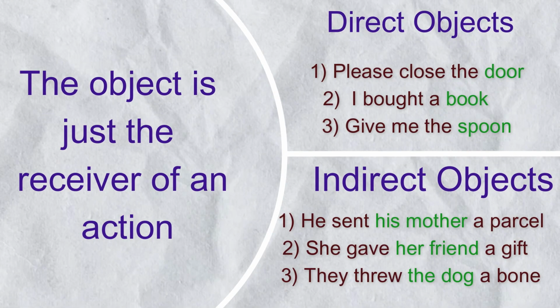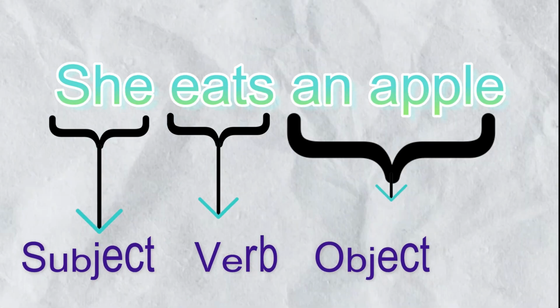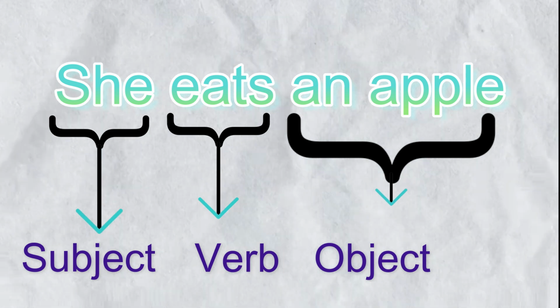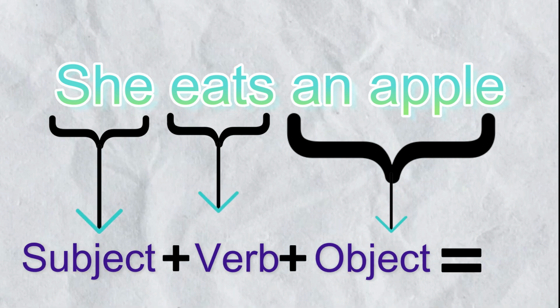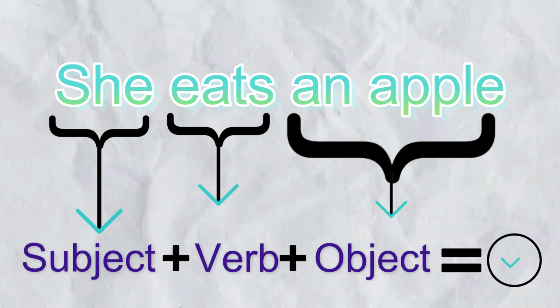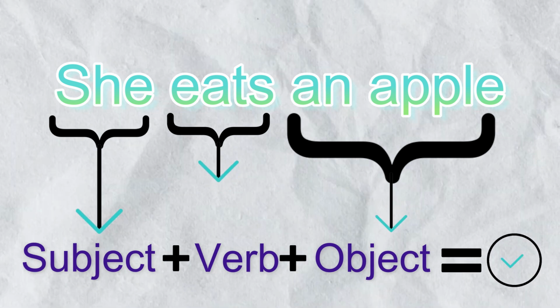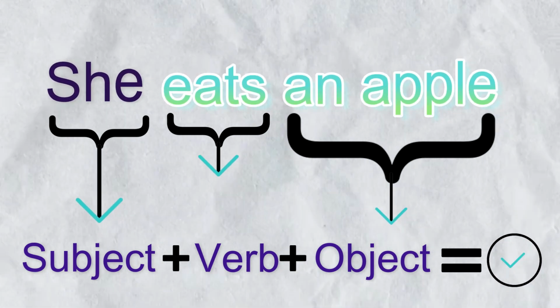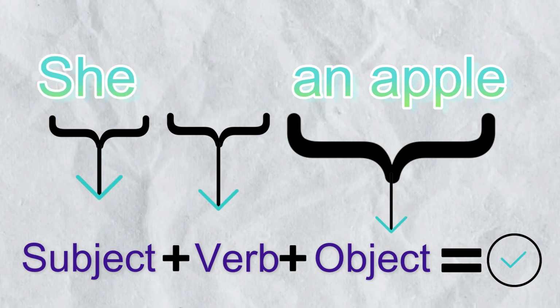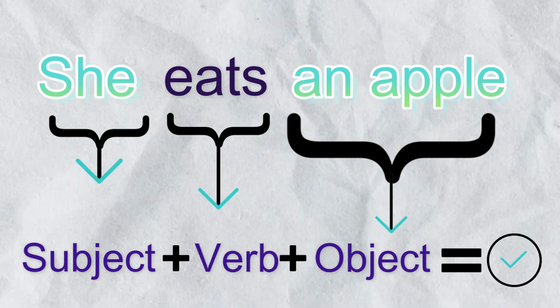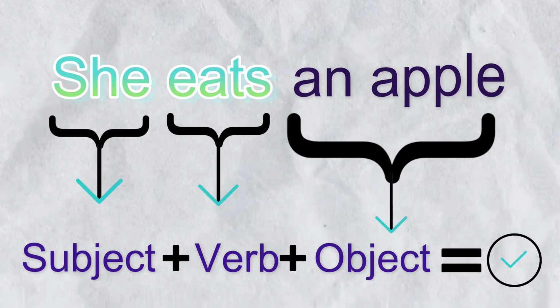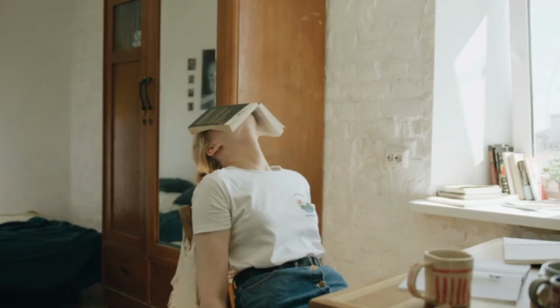Going back to our prior example, in the sentence, she eats an apple, we find quite clearly that the sentence obeys the subject, verb, object word order principle in English, because she, the subject, comes before the verb eats, which comes before the object apple, which is the recipient of the action.